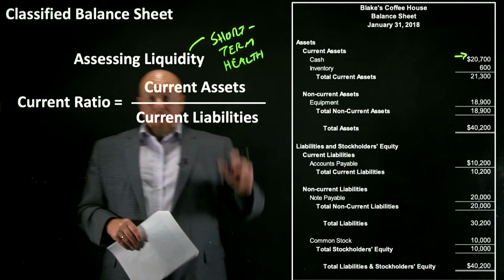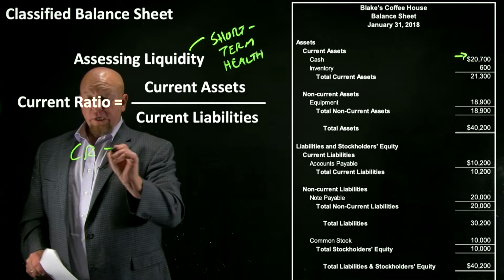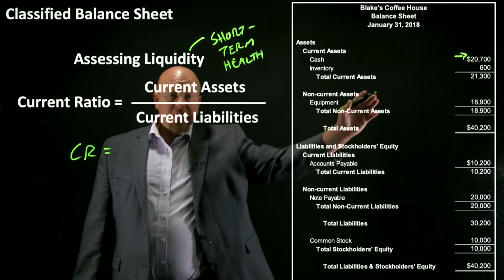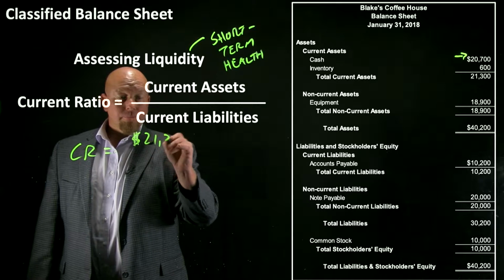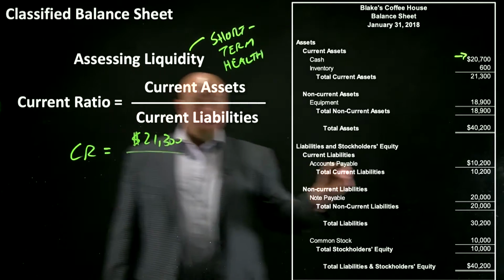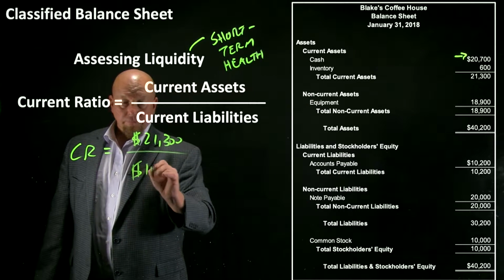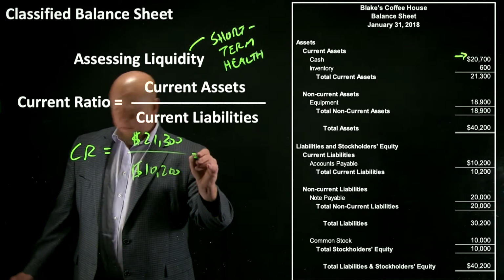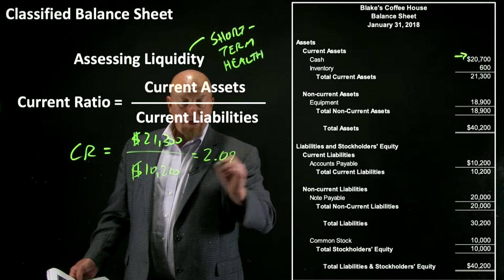So the current ratio measures the magnitude of current assets divided by current liabilities. Let's just work it out here. Our current assets are $21,300. Current liabilities over here are $10,200. The math isn't particularly difficult here. It comes out to 2.09.